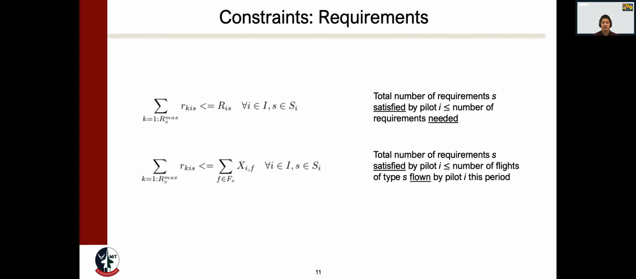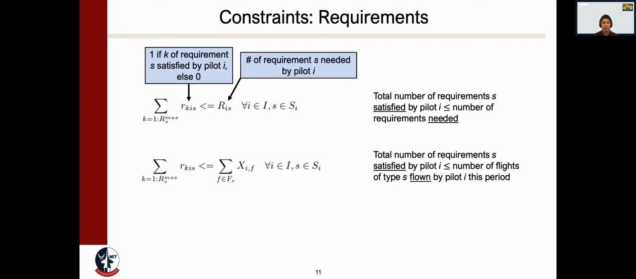Now we move on to some unique constraints that are necessary to incorporate training requirements in the objective function. The first 2 constraints help define a variable R, which is 1 if k number of requirements of type S are satisfied by pilot I. This variable will be used to reward training requirements completed in the objective function. We say that the number of requirements completed, which is the sum of these R variables, must be less than or equal to the number of requirements S needed by pilot I. Moving on to the second constraint, the sum of requirements completed must also be less than or equal to the number of flights that this pilot completes of type S in this time period.